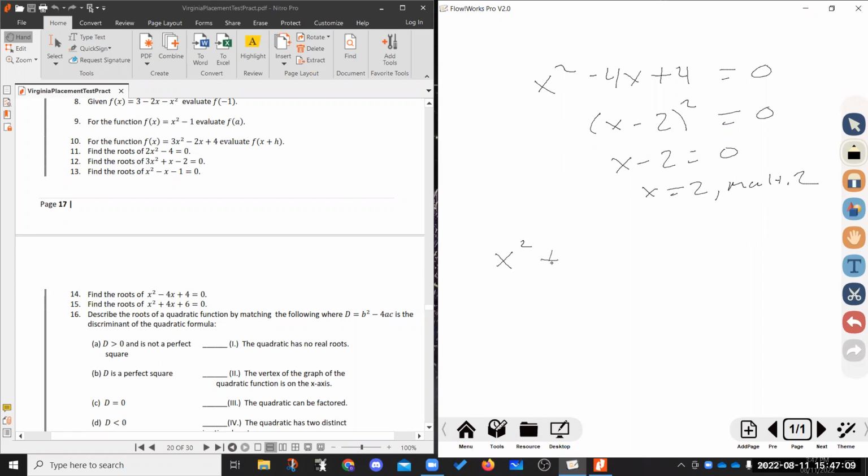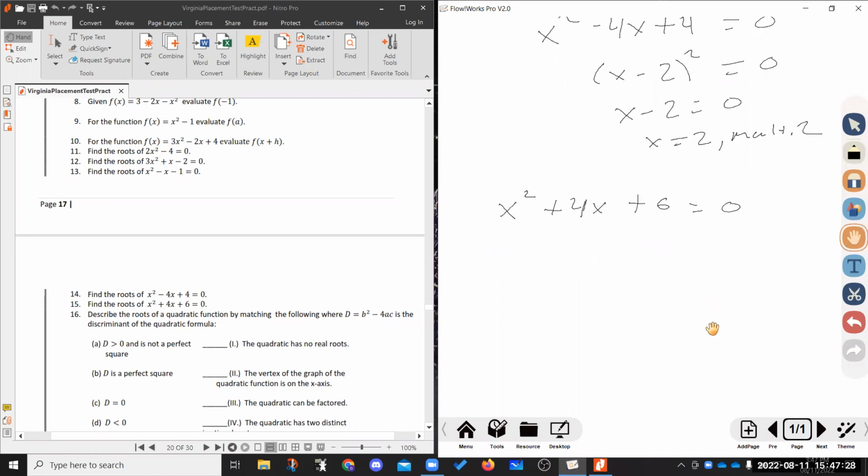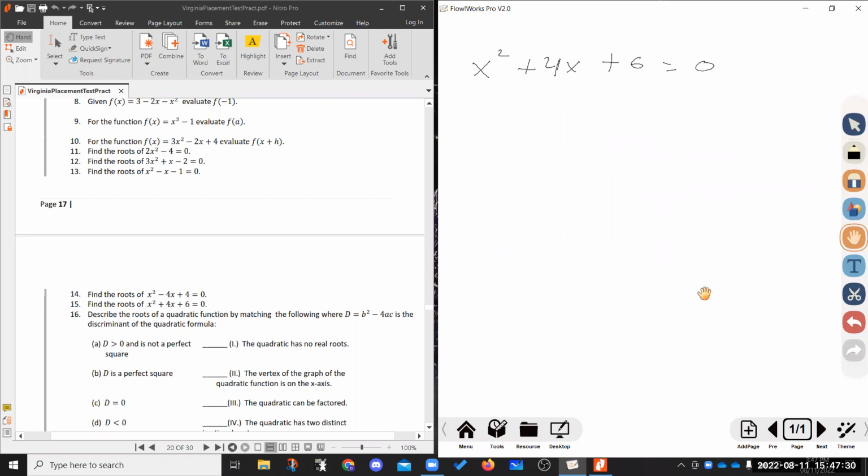x squared plus 4x plus 6 is equal to 0. Okay, there are no factors of 6 that are going to add up to be 4. 1 and 6 add to 7, 2 and 3 add to 5. So I'm going to complete the square here. Instead of using the quadratic formula, I'm going to show you that it gives you the same thing as the quadratic formula, but I want us to practice completing the square because it's another way that we can solve these problems.